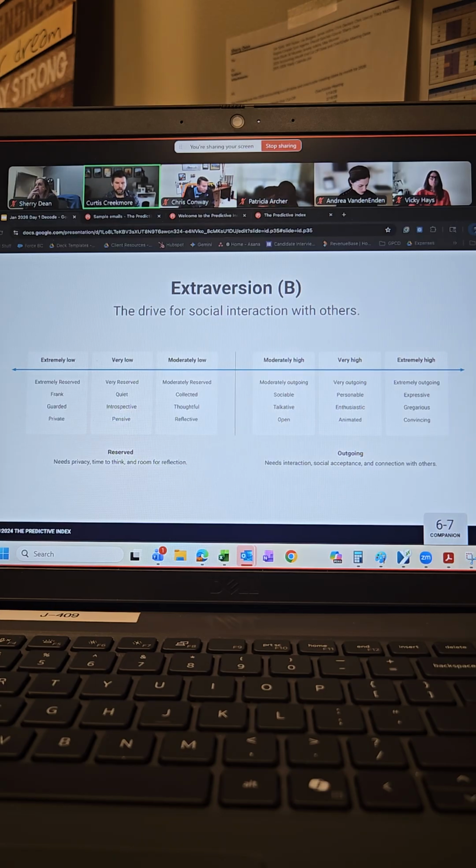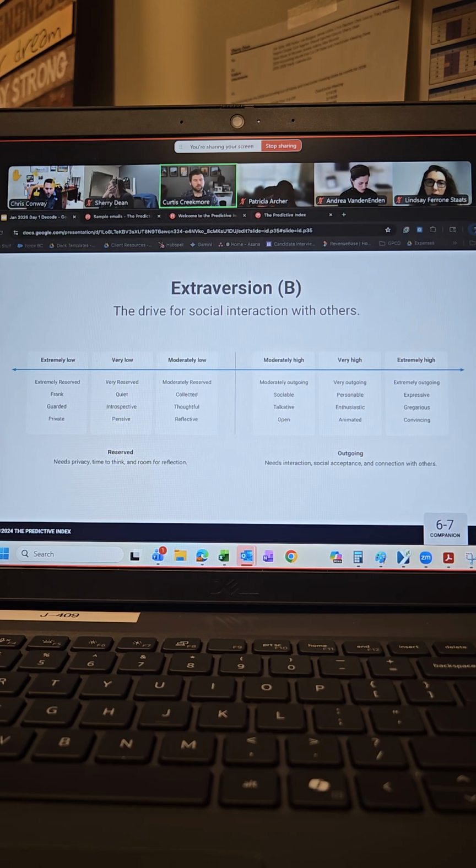All right, let's have someone on the higher side of their extroversion volunteer, and then we'll have a lower person. And that way we get a nice mix. Chris, thank you.